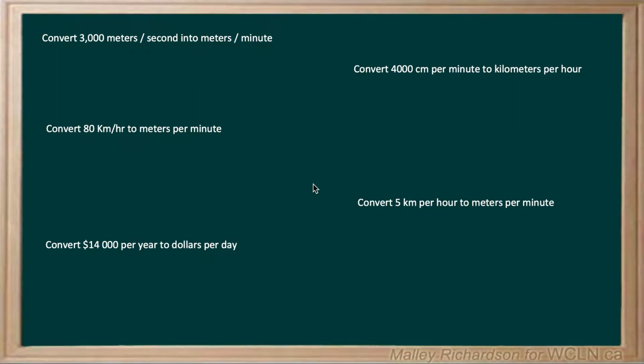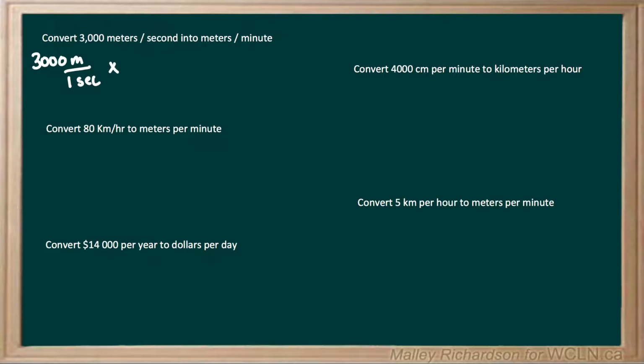In this example, we will be changing the units of different rates. Looking at our first question, we want to convert 3,000 meters per second into meters per minute. So the first thing we want to do is write out whatever we're converting. So we're converting 3,000 meters for every 1 second. And we want to change this into meters per minute.